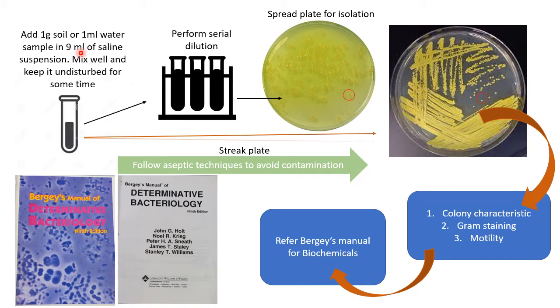Let's take an example: for any experiment we want to isolate and identify a culture. Starting from isolation, we add 1 gram of soil, or 1 ml of water, in 9 ml of saline suspension. We mix it and keep it undisturbed for some time. Then the supernatant is what we use for isolation. You can perform serial dilution and do the spread plate or pour plate technique, or you can directly go for a loopful of the sample with streak plate.